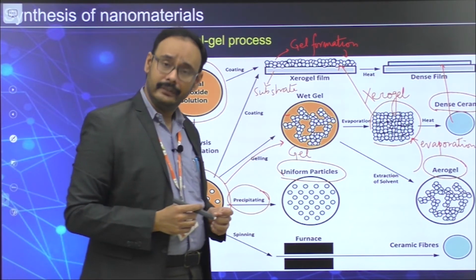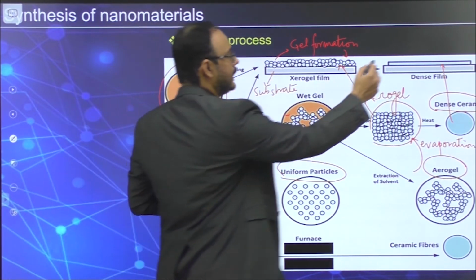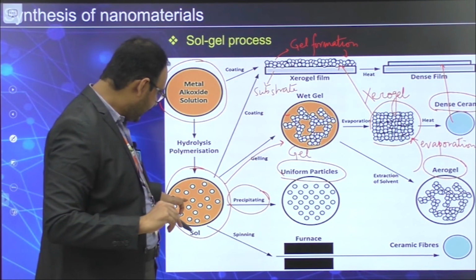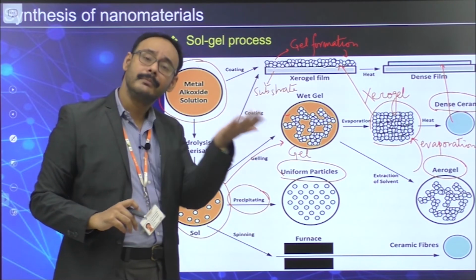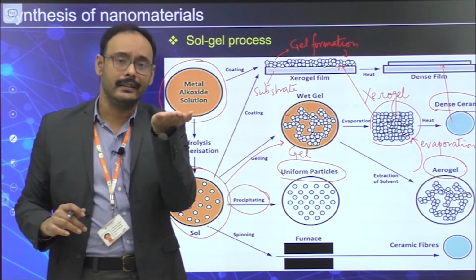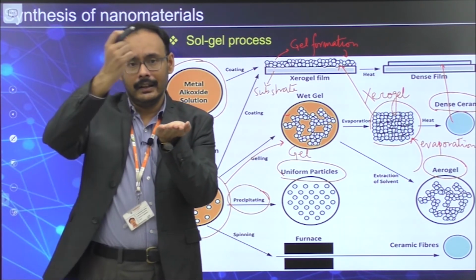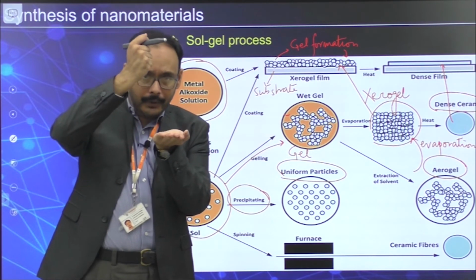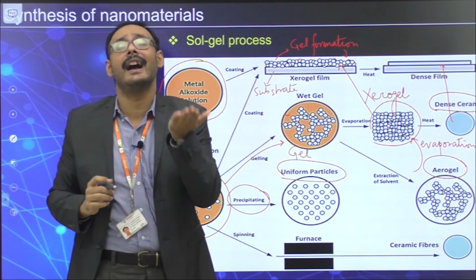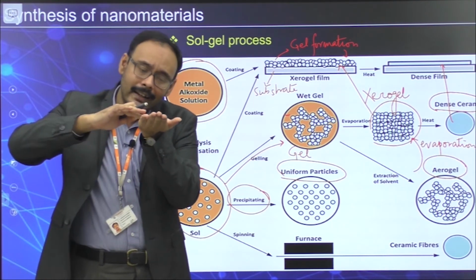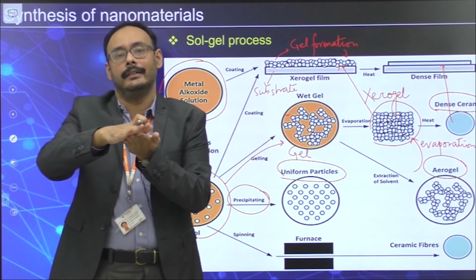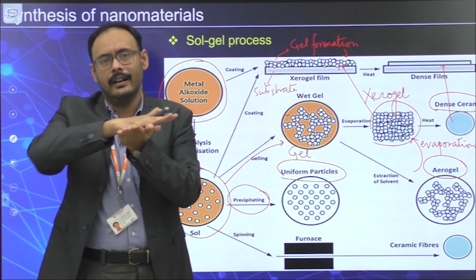Now what do you do again? This is a film that we have. This is a dense ceramic we have formed. You can take this and put it on a spinning. What do you mean by spinning in this particular case? You have a substrate, you just put a drop of this sol and rotate it at very high speed. Once you rotate it, the sol is going to get smeared on the surface uniformly. You will get a very low thickness of that.